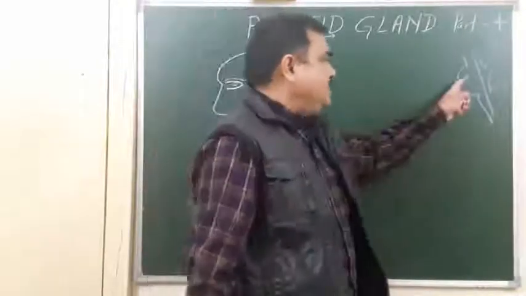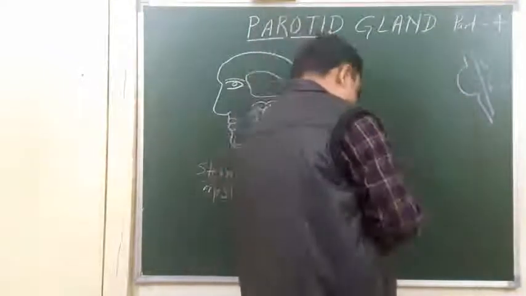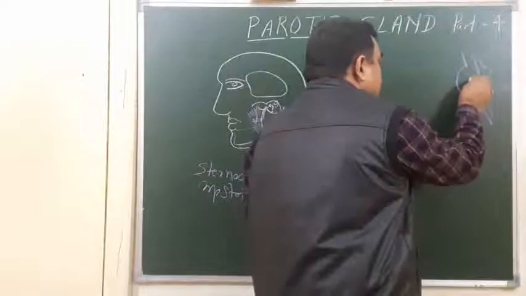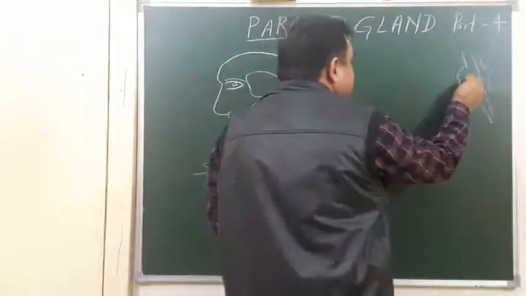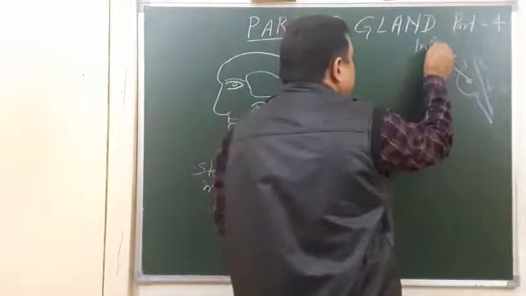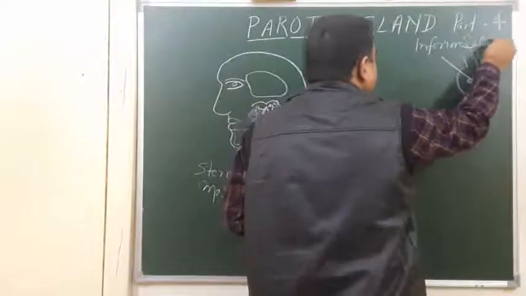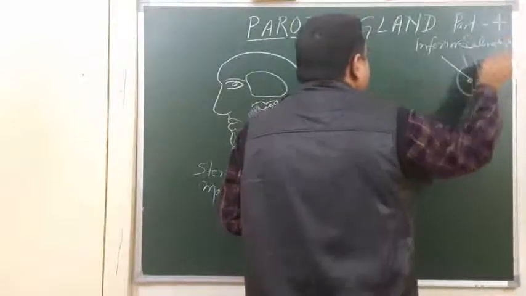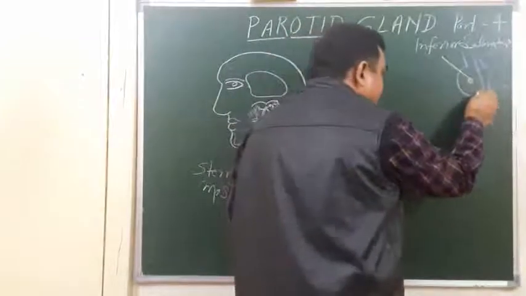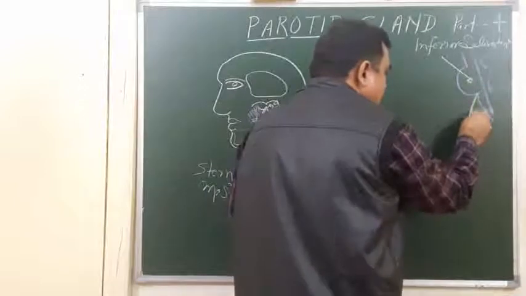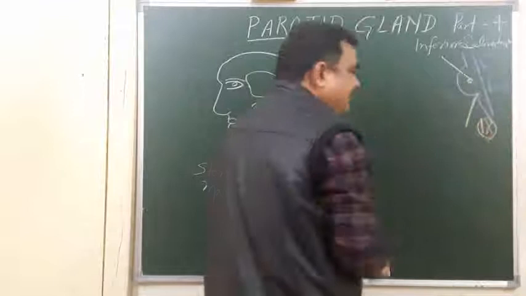Here in this diagram, you can see the brainstem: midbrain, pons, and medulla. Here is the inferior salivary nucleus. Here is the position of the 9th cranial nerve, the glossopharyngeal nerve.